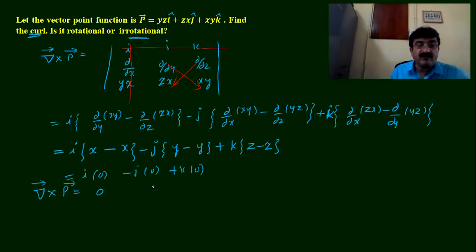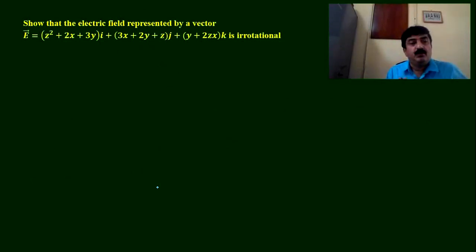What is the meaning of curl becoming 0? It is irrotational. So if the divergence is 0, incompressible. If curl is 0, irrotational. Okay, I hope you got it. Well, here is one question. You please check this. Try on your own. Show that the electric field represented by the vector is irrotational.